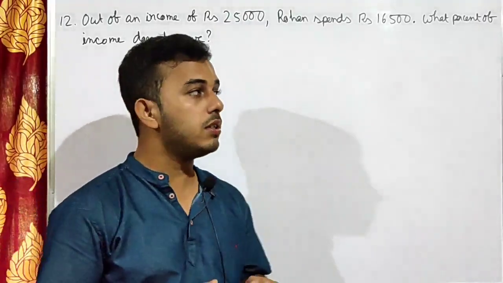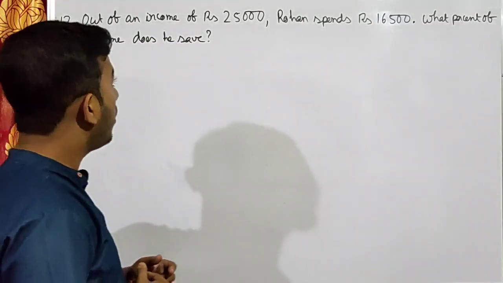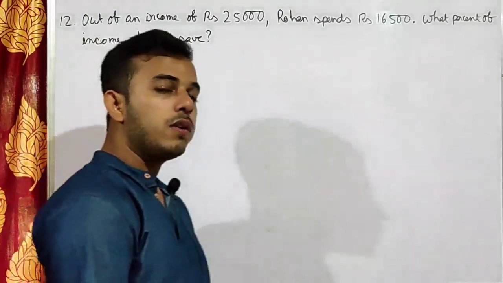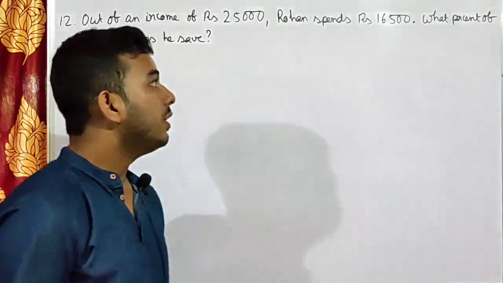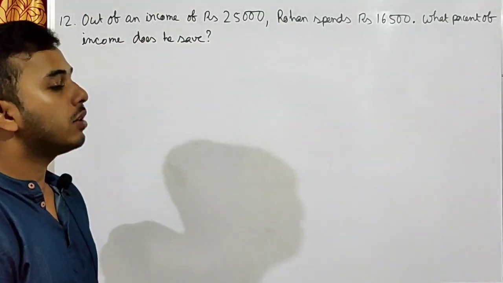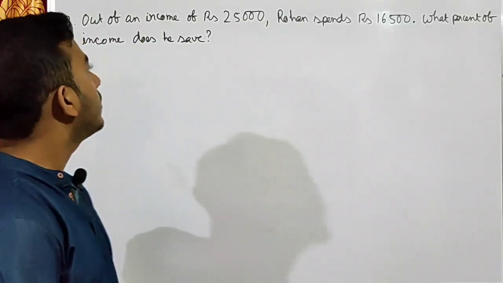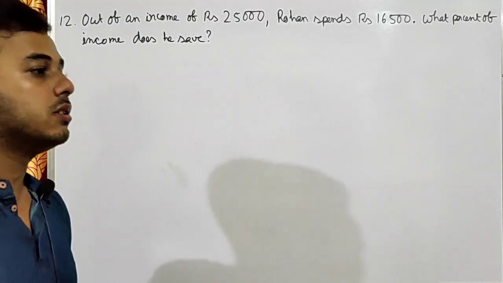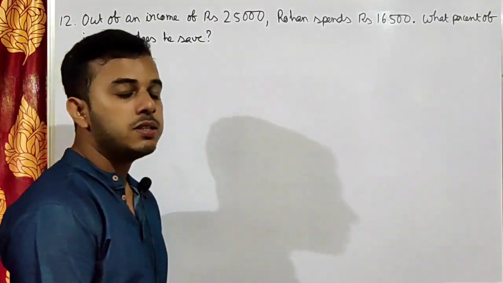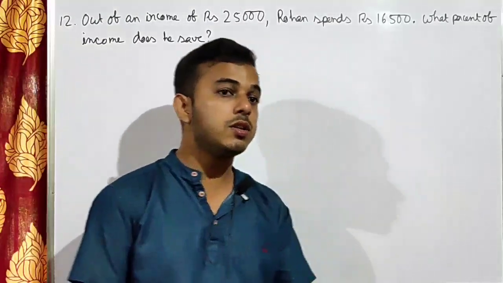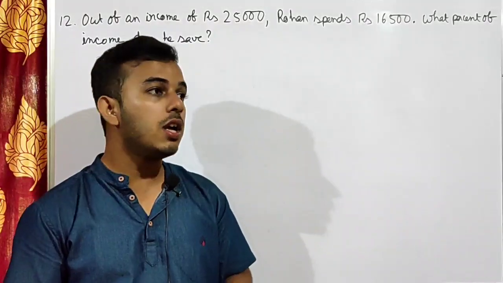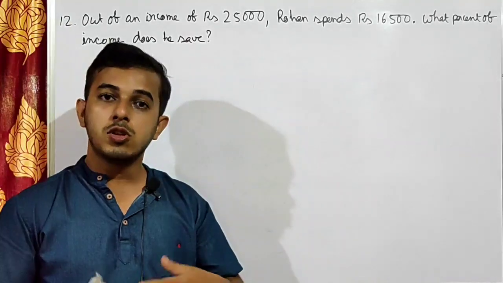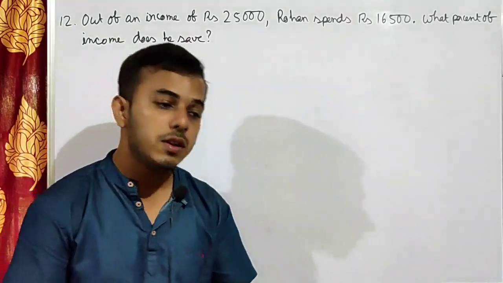Okay. So here the question is about a man whose name is Rohan. His total monthly income is 25,000. Out of 25,000 he spends 16,500. Okay. Now we have to find what percent of income does he save. That is, what is his saving percentage. So how to find his saving percentage? Saving means what? That is how much he saved, isn't it? So how can we find it? First we have to find out how much money he saves.